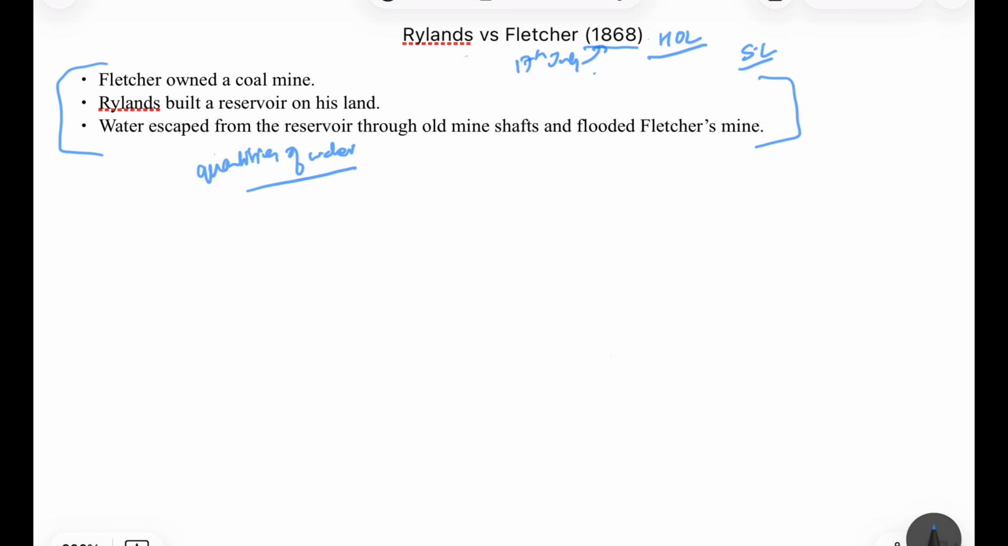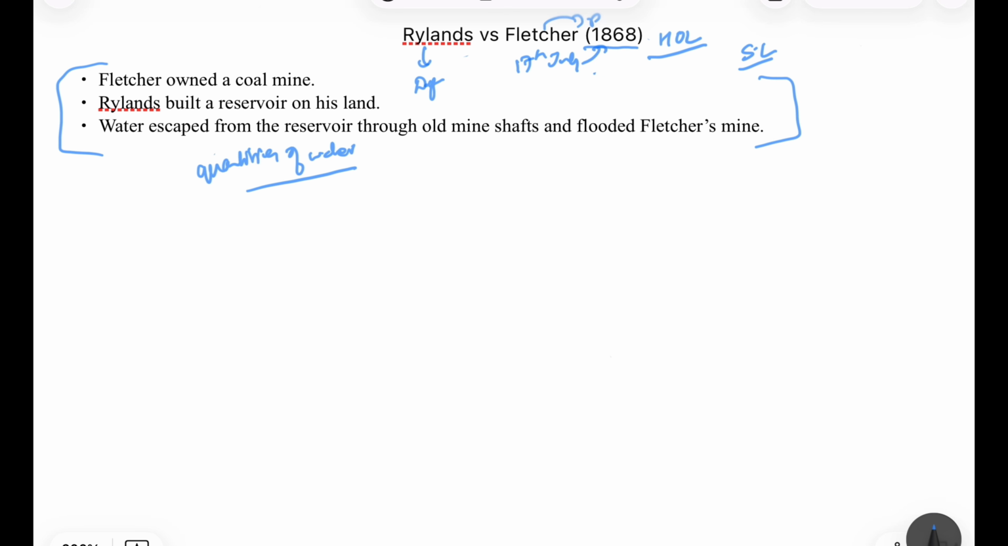Okay, for running any industries, irrespective of whether they are dealing with operations of mining or textiles or any machinery works. Okay, now coming to Ryland also. Ryland is a defendant, and Fletcher is the plaintiff.